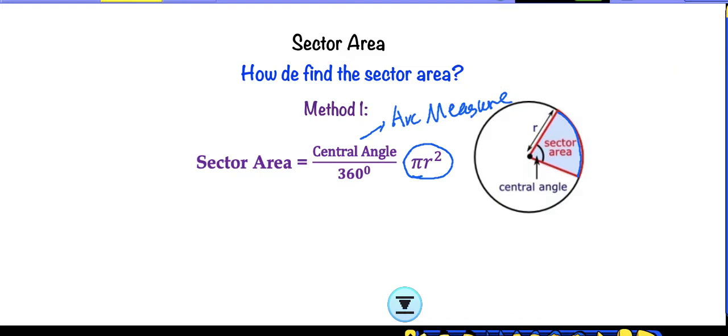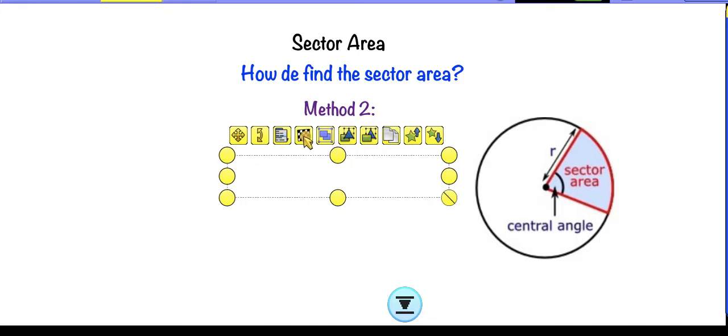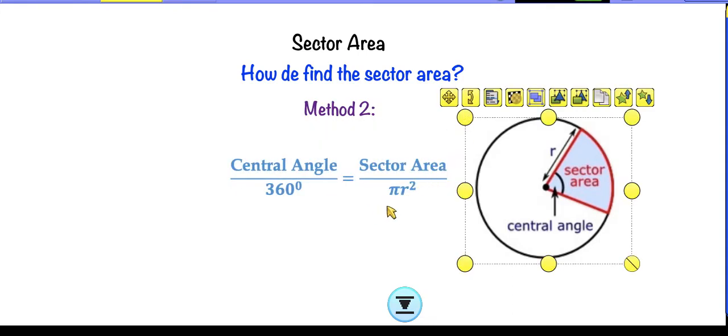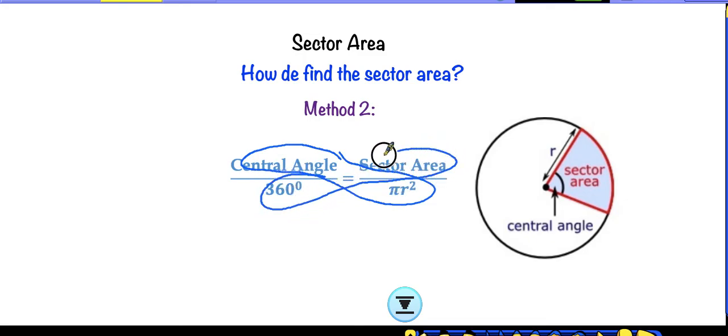So let's check the second method. Some students probably already figured out it's very similar to the one we had before. It's actually using proportion. We have central angle over 360, meaning we figure out the ratio between the central angle and the whole circle, and this ratio is the same as the sector area compared to the whole circle. Very straightforward, right? Some students might wonder, if we have this kind of proportion or equation, how do we solve it? Some students already figured out the answer: we're going to use cross multiplication.